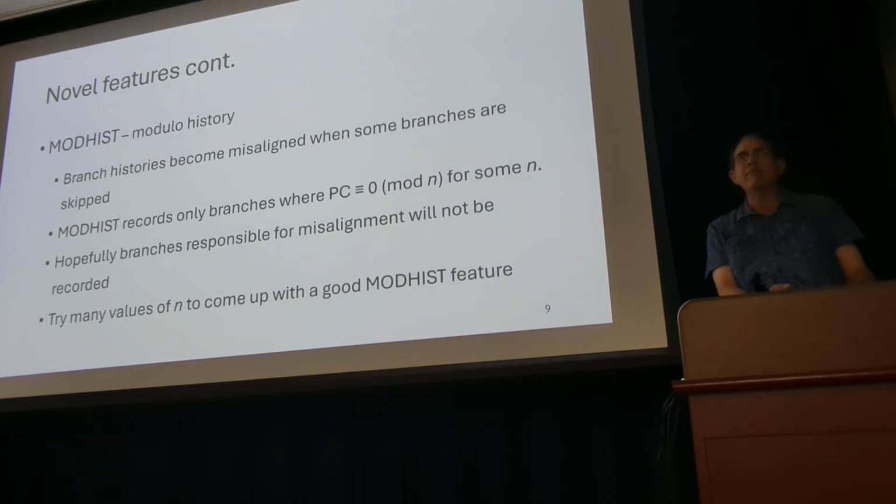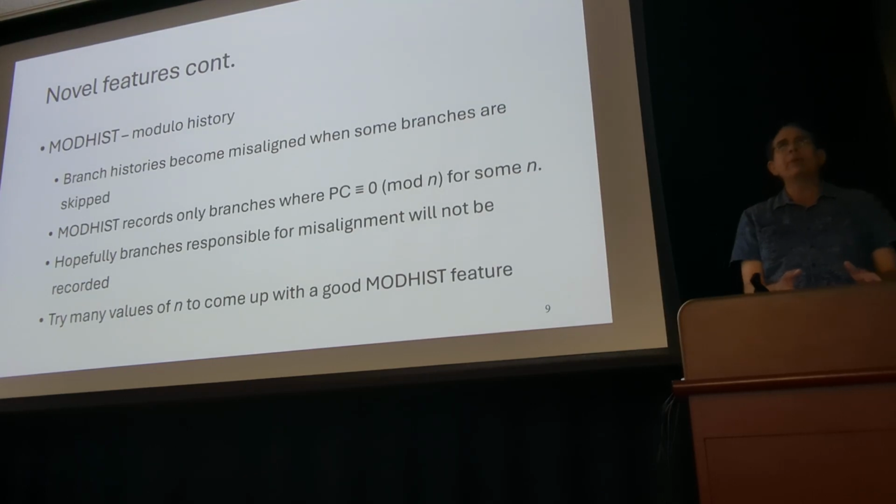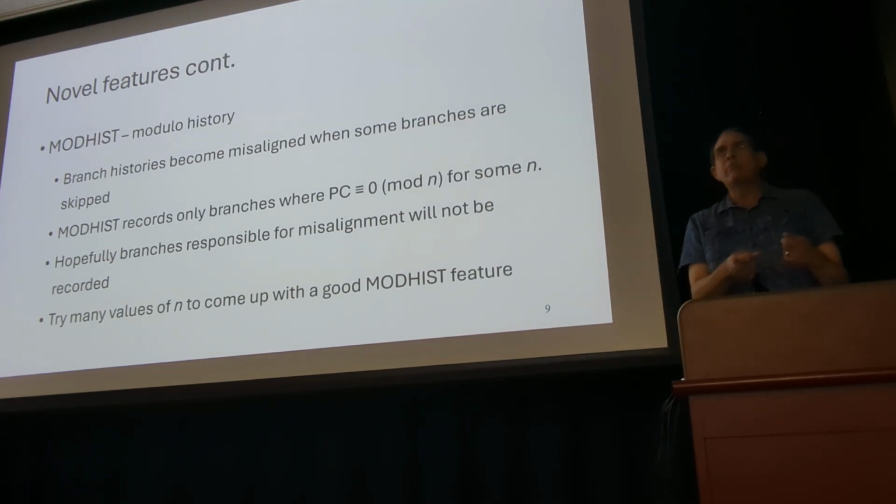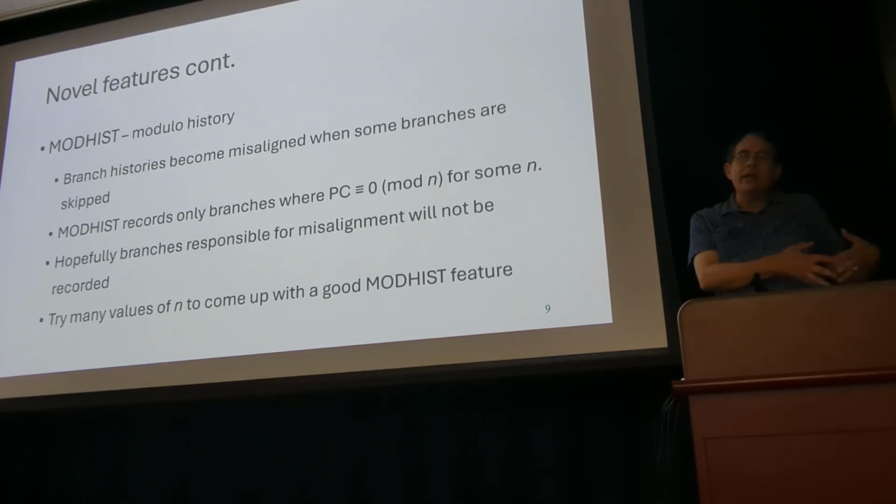Modular history is my favorite one. It tries to solve the problem of misaligned branches. When you have branches in the global history that sometimes are there and sometimes are not because they're skipped over, modular history tries to address this problem by dedicating multiple tables to different slices of history that ignore certain PCs to avoid that problem. And it turns out to provide a nice boost.